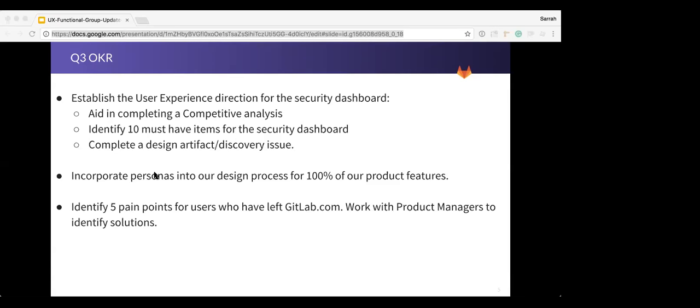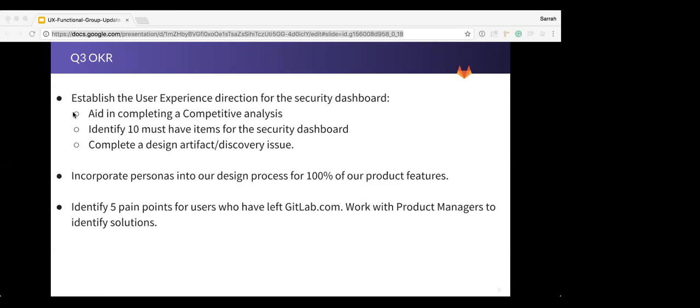So we want to do that with a security dashboard and make sure that we're really thinking about this, because this could be really big for us in terms of value that we're adding. And then for the UX research, and UX research would be part of that OKR, that's actually a pretty big undertaking that would involve a lot of participation from all of UX.